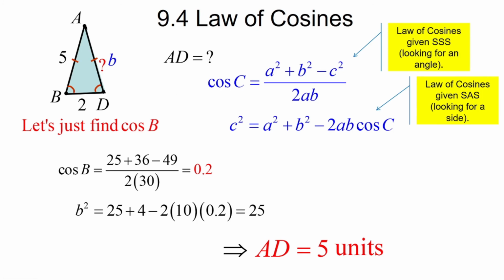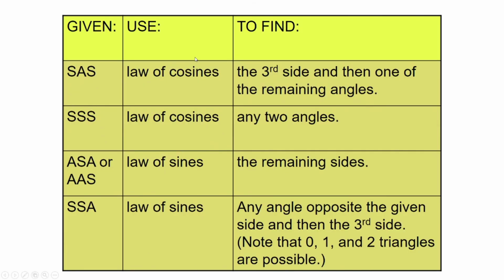So now you have all the tools you need to solve non-right triangles, all right? So you put together your right triangle trigonometry with your law of sines and the law of cosines, and the applications are endless. All right, so I think I'm going to end this with this little note that I'm going to pass out to everybody, and it just kind of helps you out. I think it becomes pretty automatic, but now you have it on paper. So given side angle side, I'm going to use the law of cosines to find the third side and then one of the remaining angles.